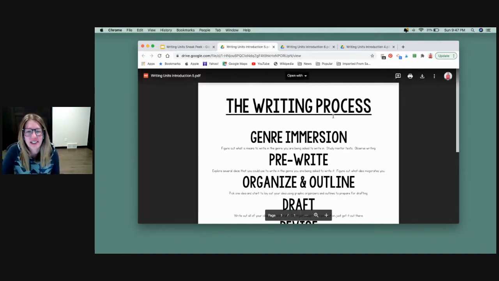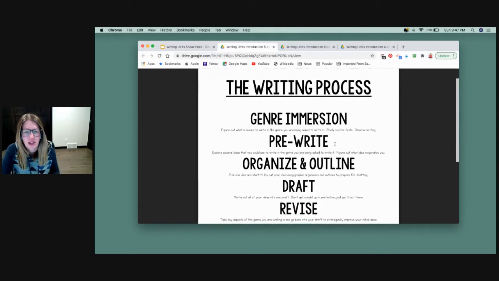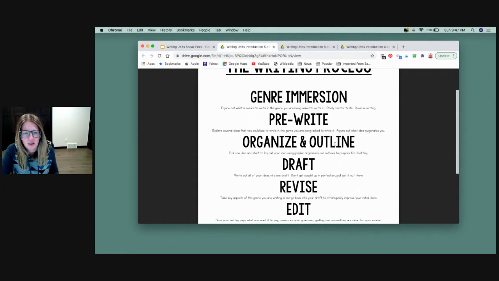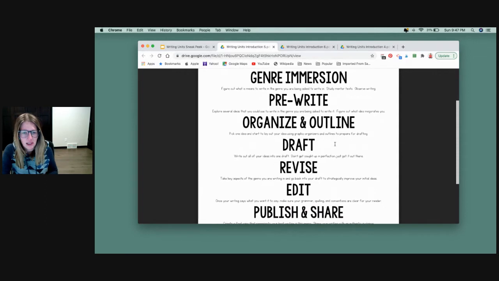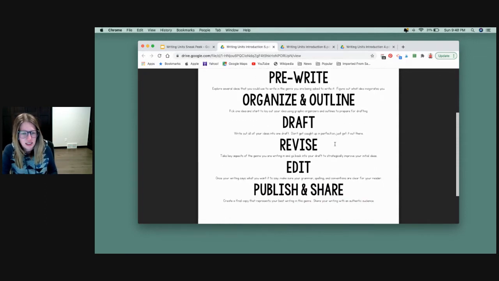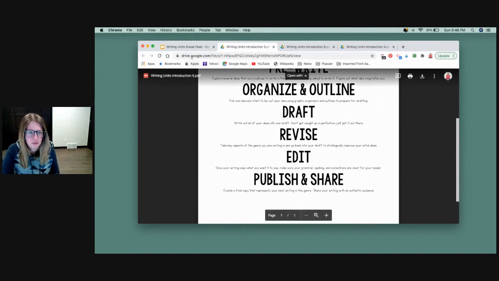If we take a peek at the writing process here, every writing unit starts out with genre immersion, where you are showing students the mentor text that comes with that writing unit, and students are studying that mentor text, observing what the author does. And then the next piece, students start to pre-write. So they start to generate their ideas, get those out, and then they move into organizing and or outlining their ideas before they go into drafting. Once they get that draft completed, they will do some revision lessons, an editing lesson, and finally they will publish and share. So that is what every unit has, this same writing process throughout.